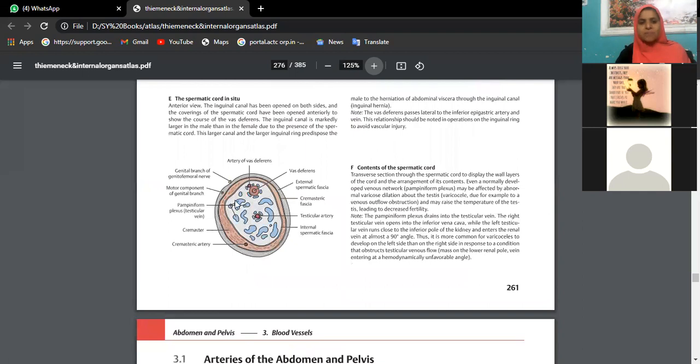This is the cut section of the spermatic cord. What is it showing? What is the chief content you have to tell the examiner? What is the main content we have here? Vas deferens. What is this network of veins we are finding? Pampiniform plexus. This is the testicular artery and these are the fascias: cremastric fascia, internal spermatic fascia, external spermatic fascia, cremastric artery, genital branch of the genitofemoral nerve. So all these are the things we see here.